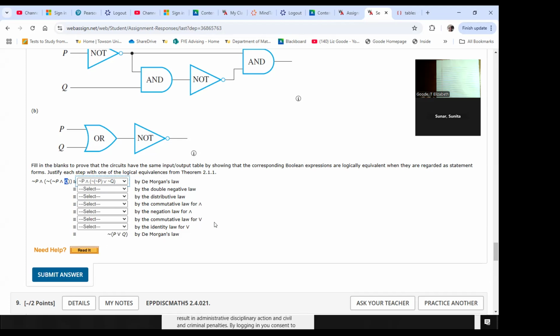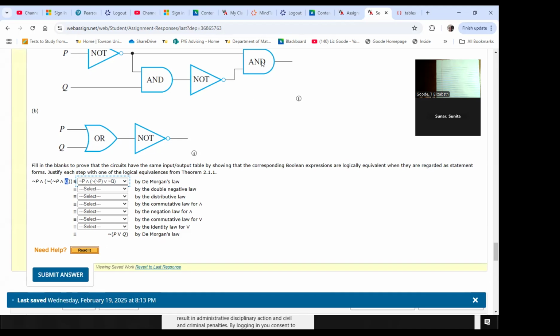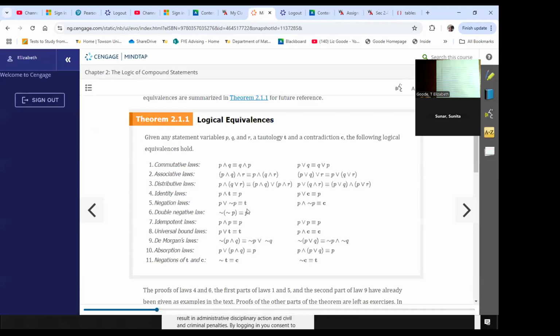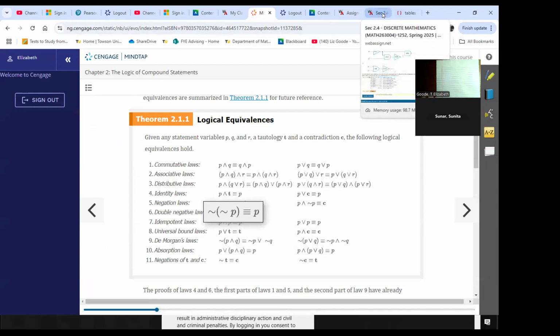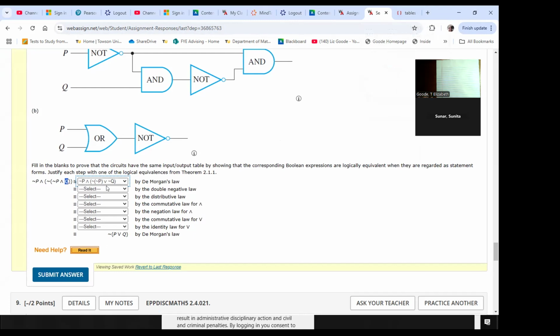Yeah, I get that, but the not not P becomes just P, right? Yeah, and that's the double negative law, right? Because the double negative law says not not P is P. So that'll be our next step, where this not not P will just become P. So the logically equivalent statement still has the not P and P or not Q. See?